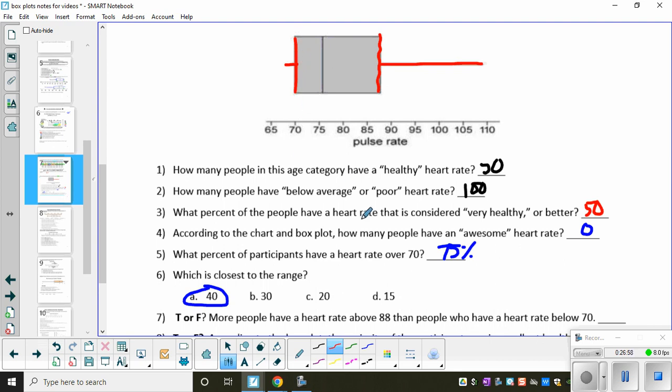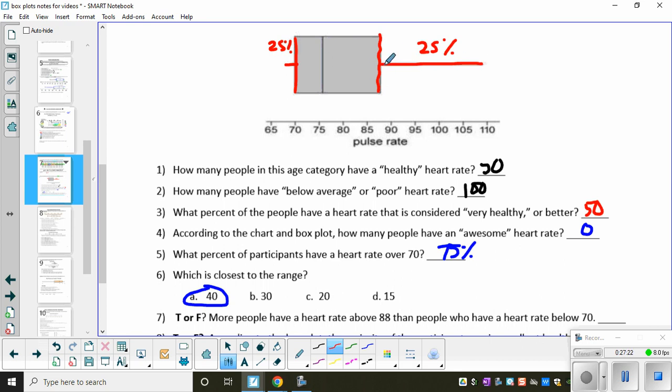A lot of you are going to say true because you're like, oh yeah, that's a longer whisker, so that's going to have more people than this one. Nope, remember, that's not true. This has 25%, and so does the other whisker. They actually represent the same number of people. There's 50 people who are in this whisker. There's 50 people who are in this whisker. And it just means that the data is more spread out here.